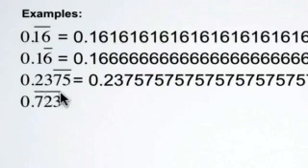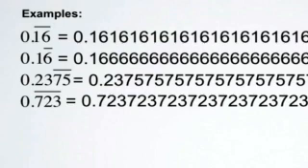0.723, where the bar is over top of all the 7, 2, and the 3. That means that's the repeating piece or chunk. 723, 723, etc.